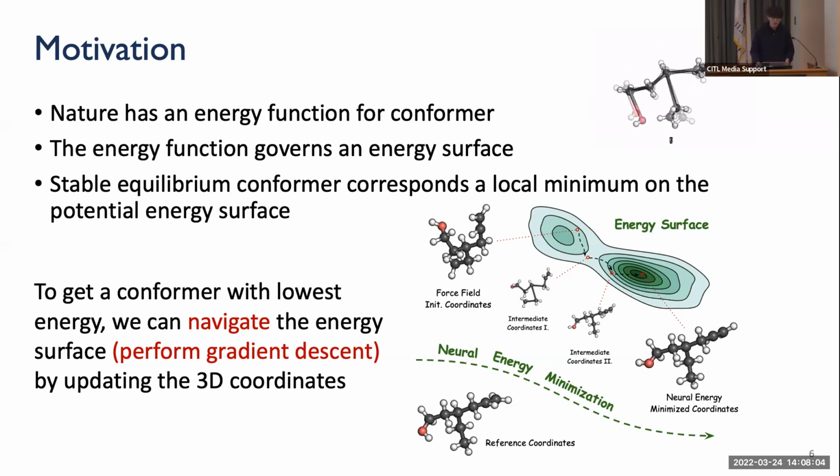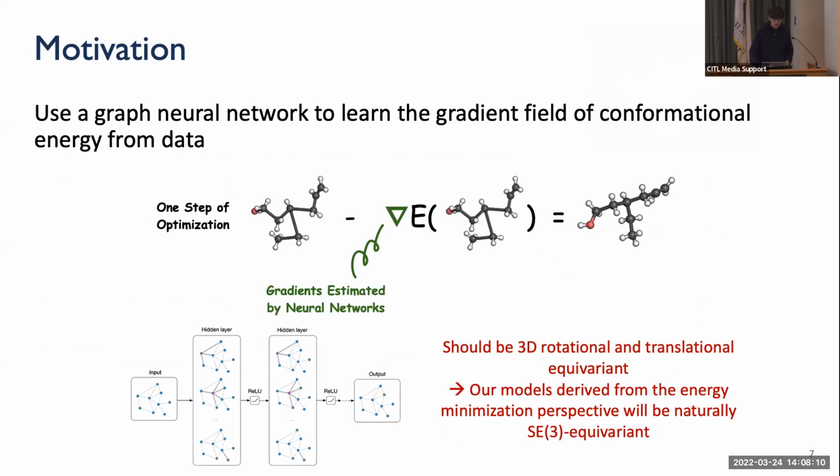However, the problem is that we don't know the exact formulation of the energy surface. So here comes one solution. We can use a graph neural network to learn the gradient field of the conformational energy from the data. We can use a graph neural network to estimate the atom coordinates gradient. And in this way, we can perform such one-step optimization to transform the conformer to a lower energy state. And if we stack such layers together, the neural network actually mimics the whole optimization process.